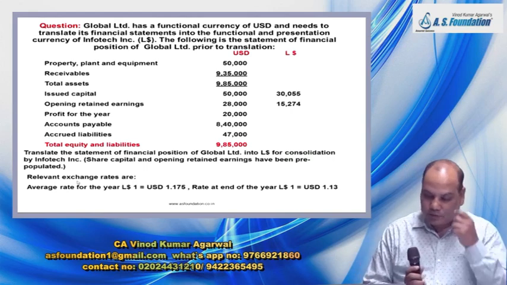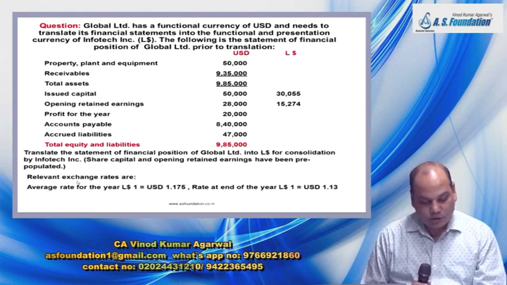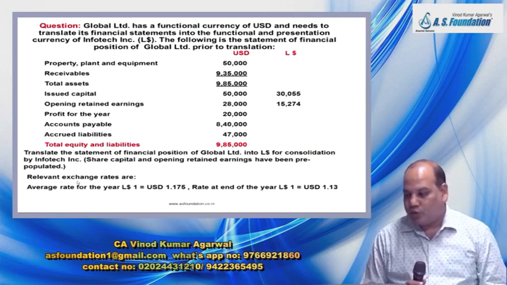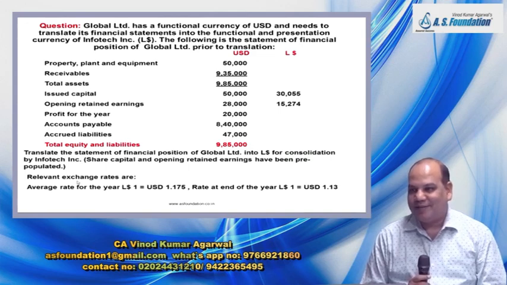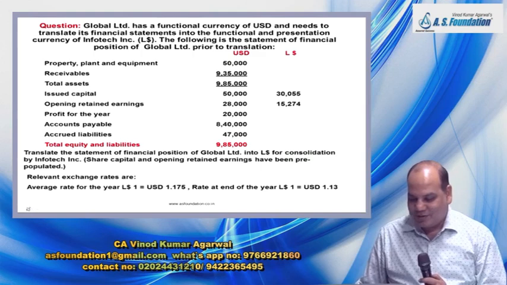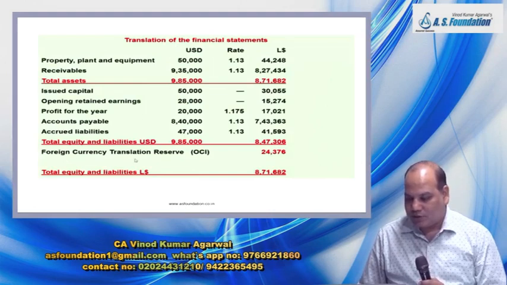What are the relevant exchange rates? Beginning of the year, USD 1.22 is equal to 1 L dollar. Average rate USD 1.175 equal to 1 L dollar. And closing rate 1.13 equal to 1 L dollar. You are converting from USD to L dollar. Will you multiply or divide? Divide. Why? Divide. Mathematics. Is it right? So that's a small care you have to take because I have seen students who instead of dividing they multiply also. So see the answer. Again your financial statement may not tally. So the difference you will treat as FCTR.